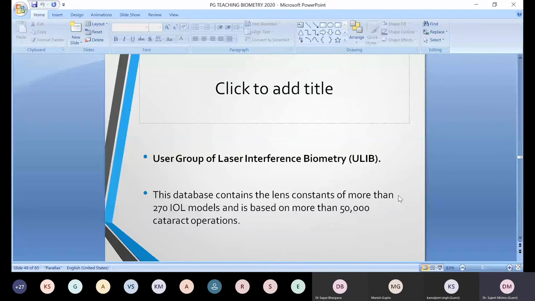And when you are using an optical biometer, it is very important for you to understand ULIB, which is User Group for Laser Interference Biometry. This will give you a separate set of A constants, which are used for IOL power calculation. Remember, the A constants which are present on normal lens packets are based on ultrasound biometry. That is the way biometry evolved. So when we have an optical biometer, the corresponding A constants will be present on this ULIB, which is available free online.